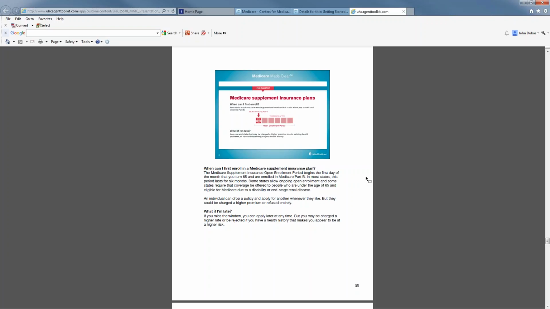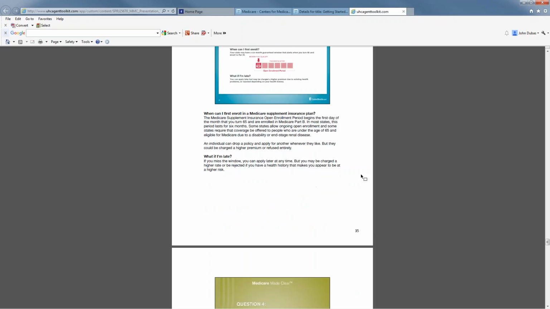An individual can drop a policy and apply for another whenever they like, but they can be charged a higher premium or refused entirely for that coverage. If you miss a window, you can apply later at any time, but you may be charged a higher rate or be rejected if you have a health history that makes you appear to be a higher risk.